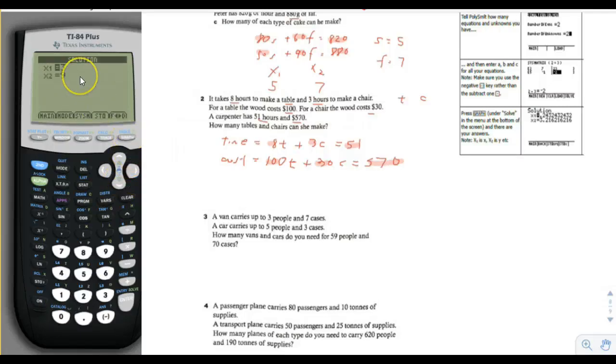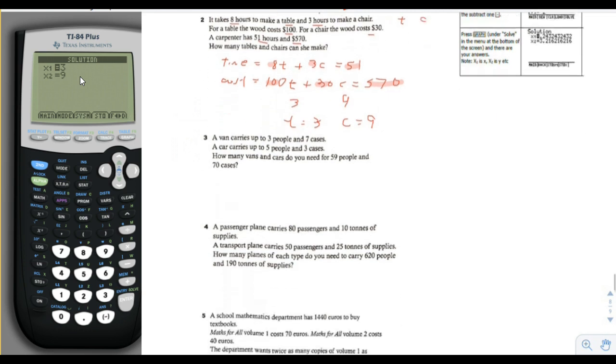Solve, and we have x1 is 3 and x2 is 9. Okay, so t is 3, so we can make 3 tables, and the number of chairs is going to be 9. Okay?